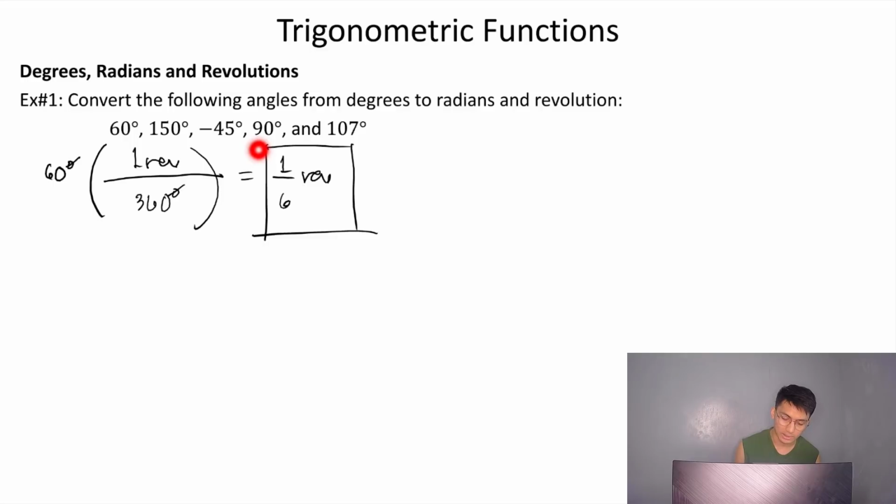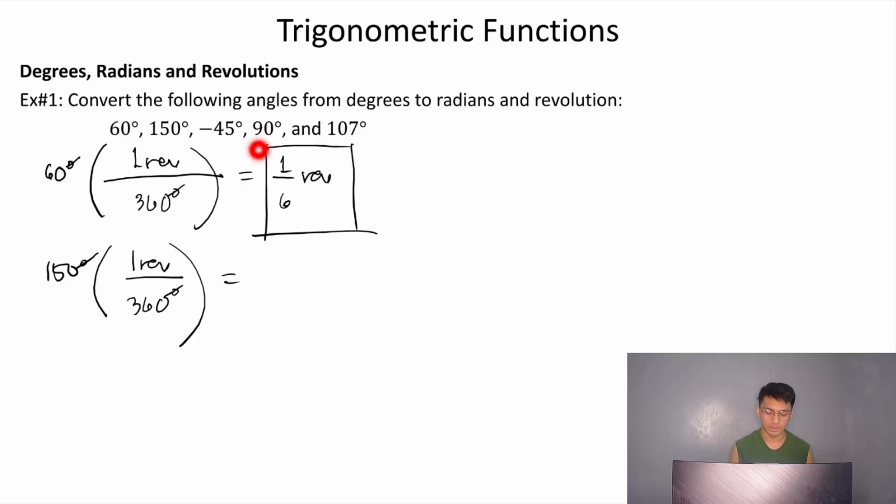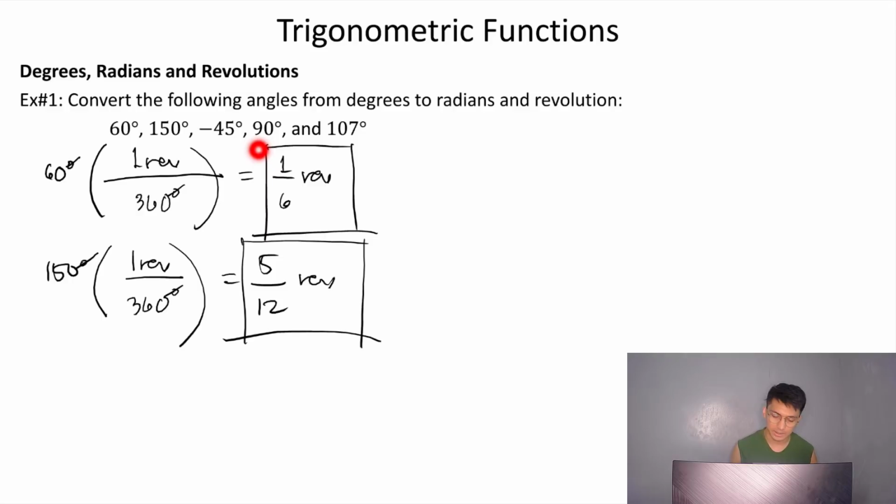Next, for 150 degrees. Same process, 1 revolution over 360 degrees, cancel the unit. 150 over 360, by simplifying, we get 5 over 12 revolutions. This is our second angle. And for the third angle, we have negative 45 degrees.